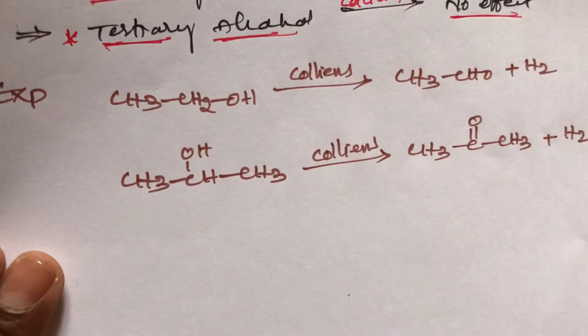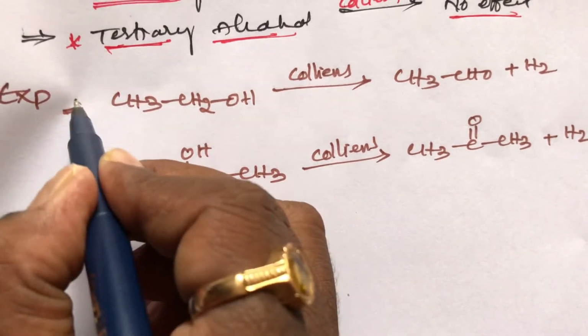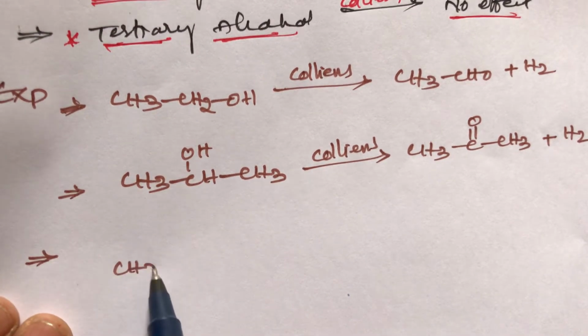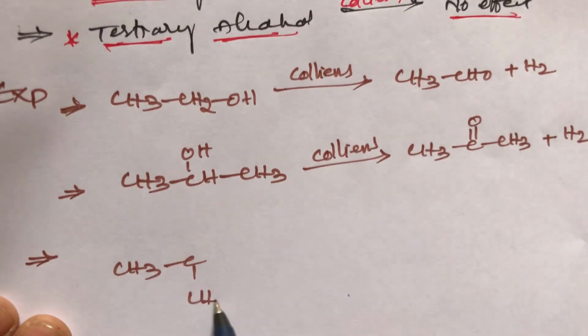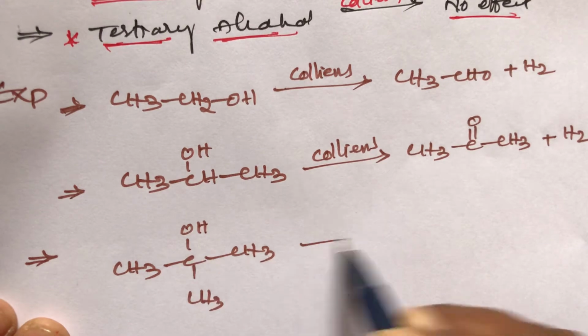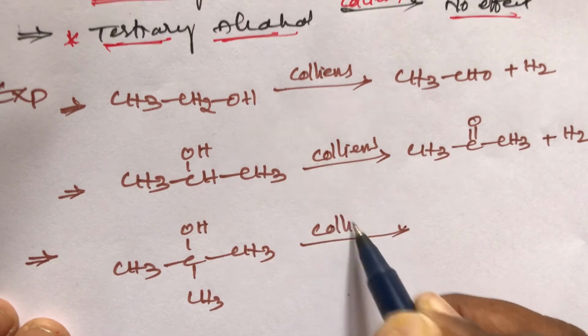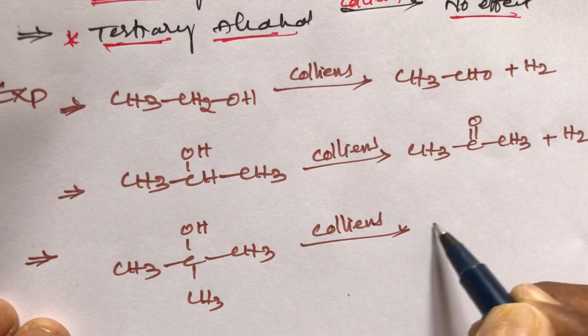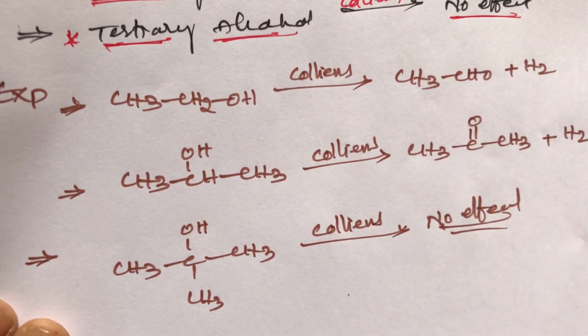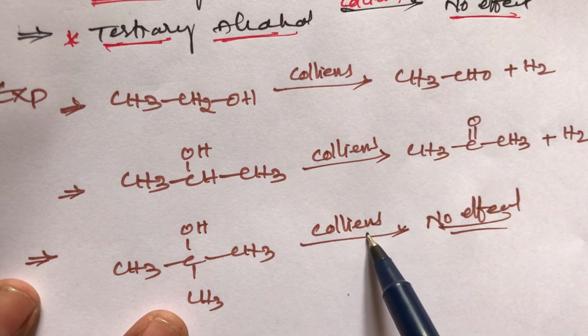Now take the third one, student, that is for tertiary alcohol. This is primary alcohol, this is secondary alcohol. For the tertiary alcohol example, that is tertiary butyl alcohol, (CH3)3COH. Oxidation with Collins reagent, what happens? There is no effect. Tertiary alcohol cannot be oxidized with Collins reagent.